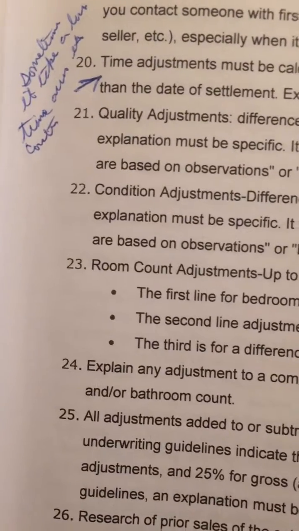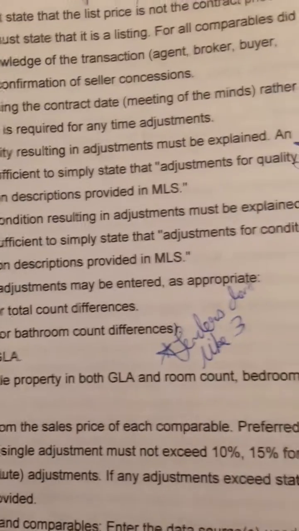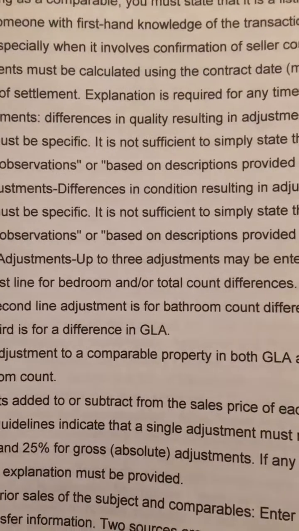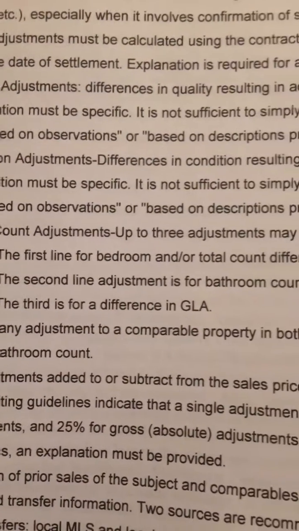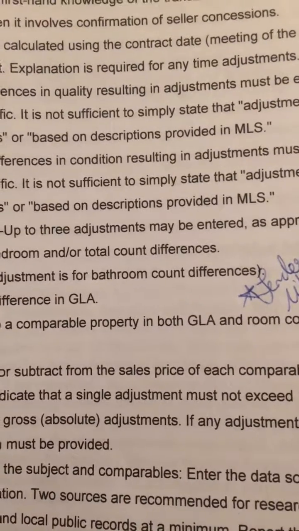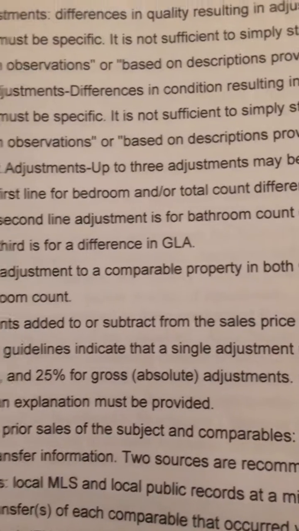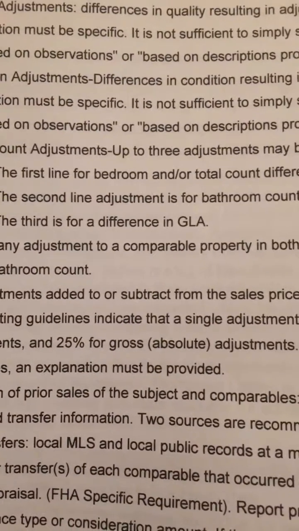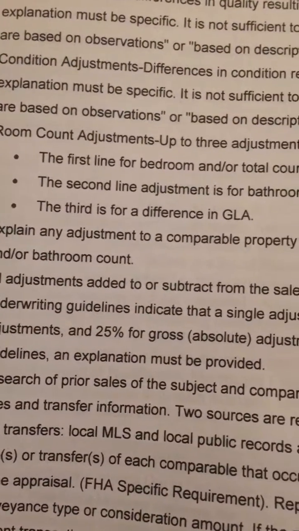23. Room count adjustments. Up to 3 adjustments must be entered as appropriate. The first line for bedroom and/or total count differences. The second line adjustment is for bathroom count differences. The third is for a difference in gross living area. 24. Explain any adjustment to a comparable property in both gross living area and room count, bedroom count, and/or bathroom count.